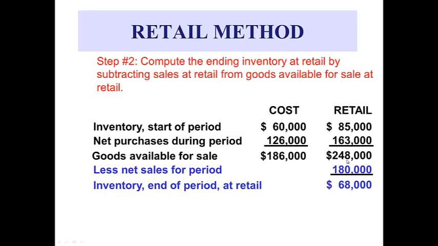Okay, so here are our goods available for sale. So we know that our net sales for the period is $180,000. This is the same as our cost of goods sold at retail. So if we take the goods available for sale at retail and subtract our cost of goods sold at retail, we're going to get our ending inventory at retail.